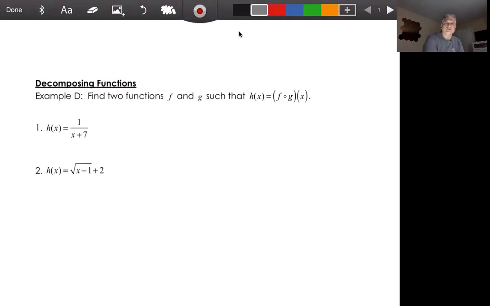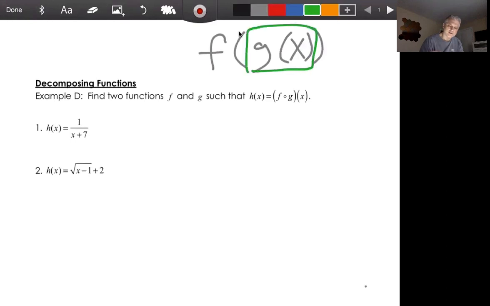Okay, so let me see if I can explain this in a way that I think makes sense to you, or hopefully will make sense to you. So when you set it up with your decomposing like this, you see that the g of x is actually inside of the other function. So in order to decompose, you must have something that's inside of another function to give you the new function. Well, what do we have here? We have a fraction.